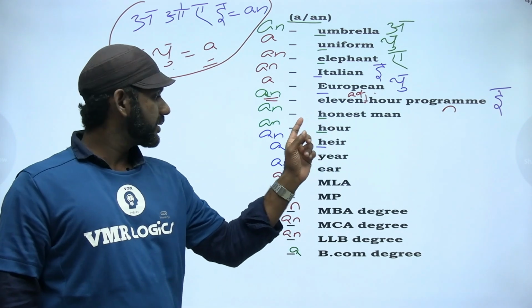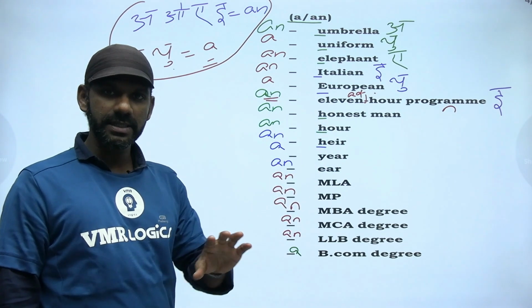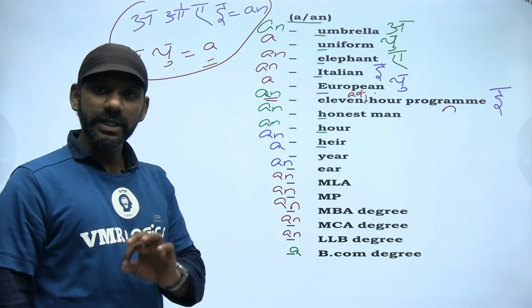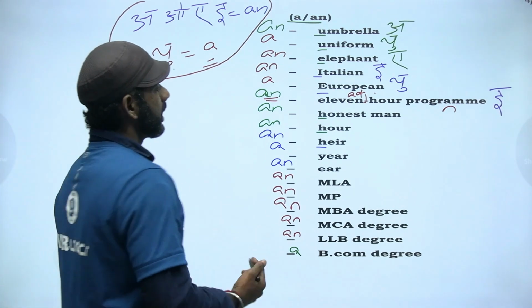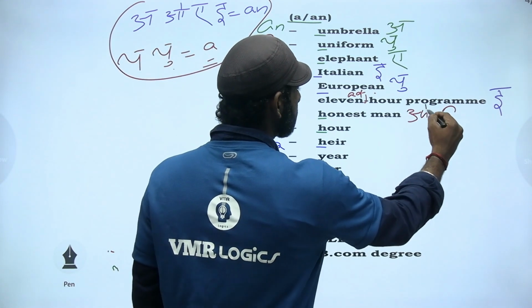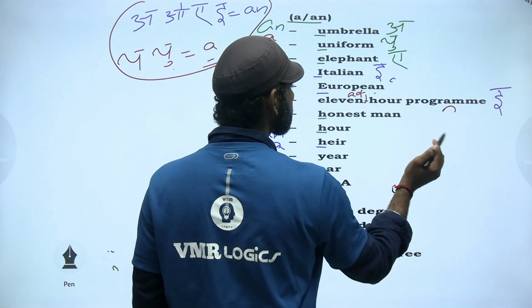H-O-N-E-S-T. I told you this word is not pronounced as honest with an H sound. H is silent here. Honest, the first sound is O. So it must be an honest man.